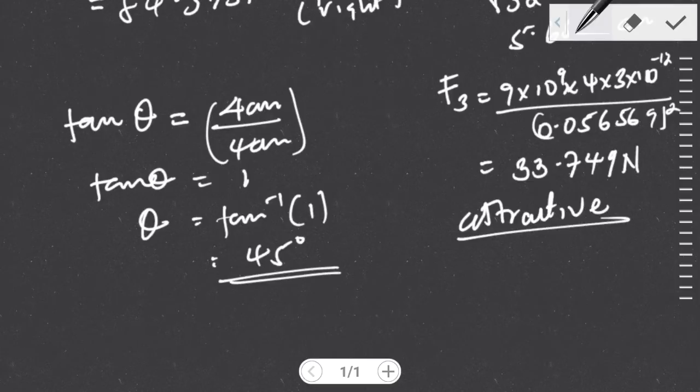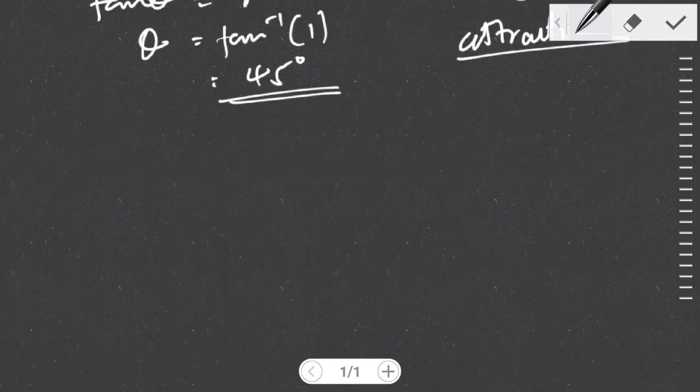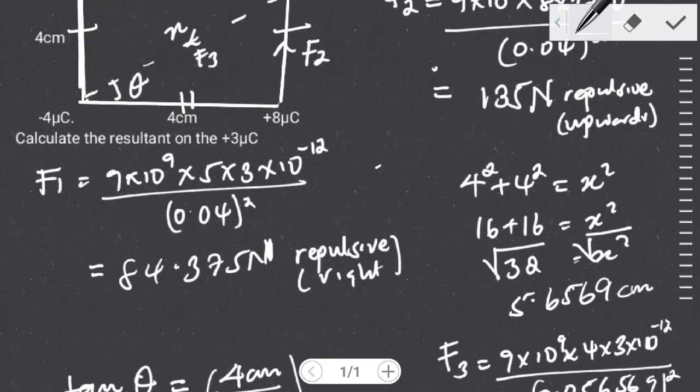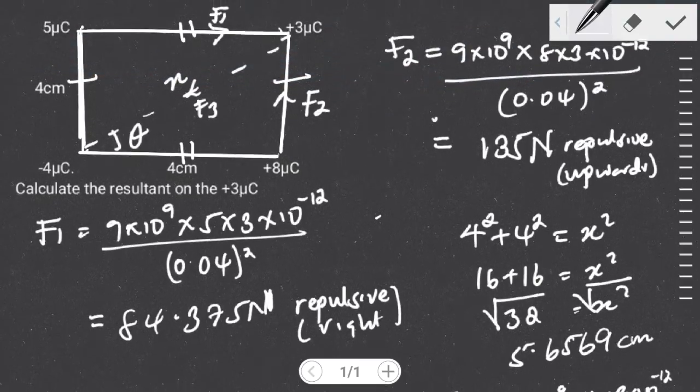Having known that it is attractive, now let's work out the resultant. You find that the resultant force would be equal to, with respective directions on the planes. I'm going to come here and say that I was having 84.375 repulsive, but this was between 5 and 3, and therefore it is moving towards the positive x direction.